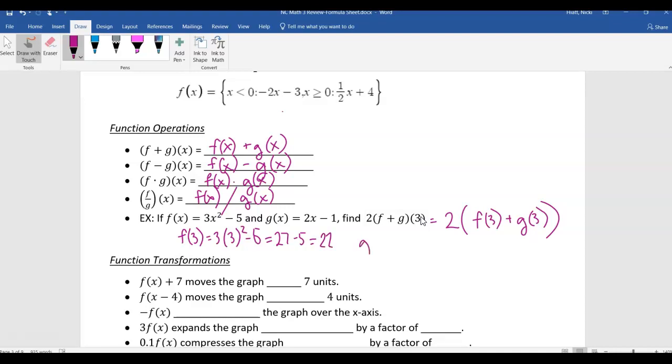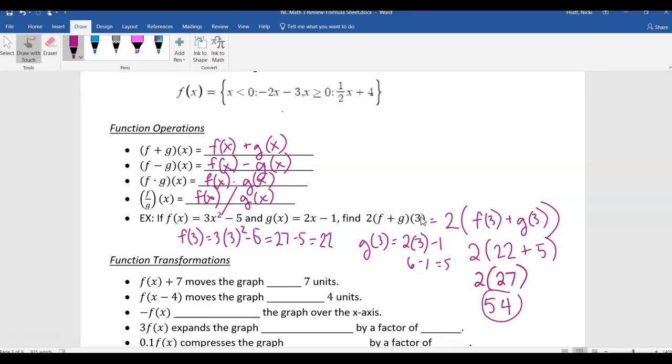And we would want to find g of 3, which is going to be 2 times 3 minus 1, which will give us 6 minus 1, which will give us 5. So what we would do here is we'd have 2 times f of 3, which was 22, plus g of 3, which is 5. So we got 2 times 27, and 2 times 27, I believe, is going to be 54 for our answer there.